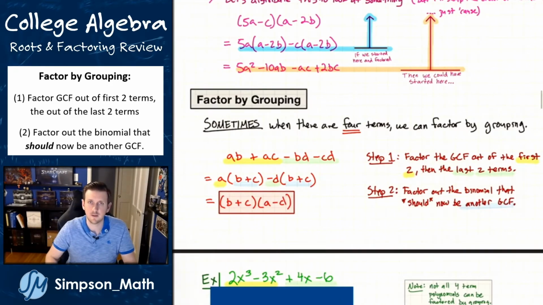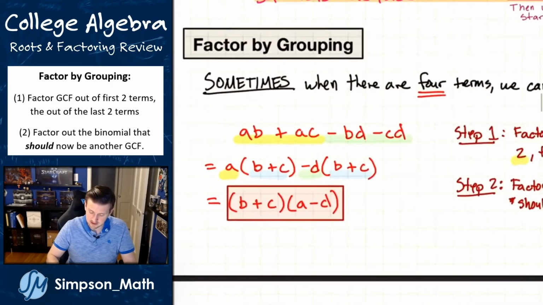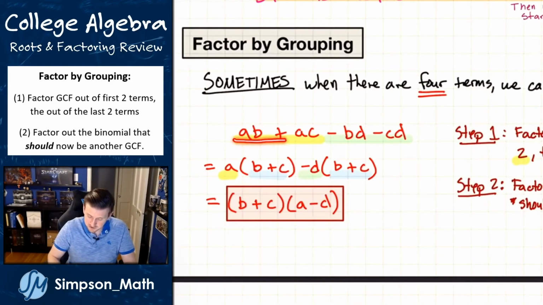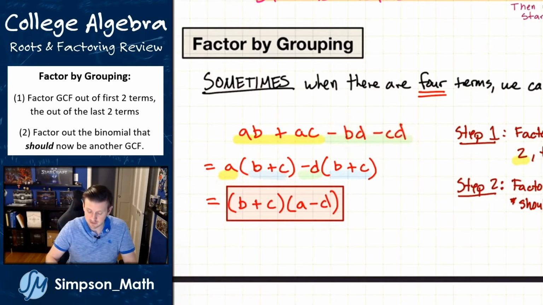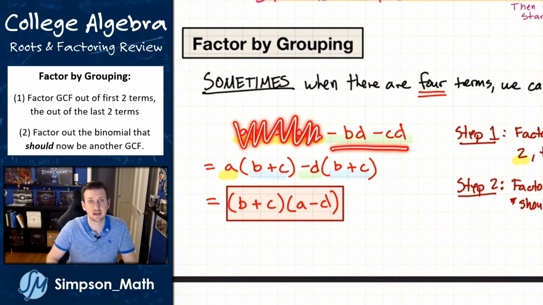So when I'm looking at this, from the first 2, so I'm just looking at the first 2, temporarily, those other 2 are dead to me. So what's the GCF of AB and AC? Well, it's an A. And so if I pull the A out, factor the A out, I'm left with a B plus C. Then the first 2 are dead to me, and I'm just looking at the second 2.